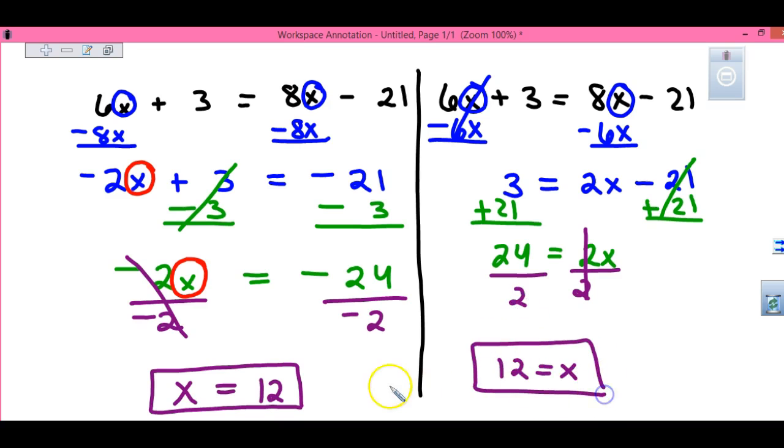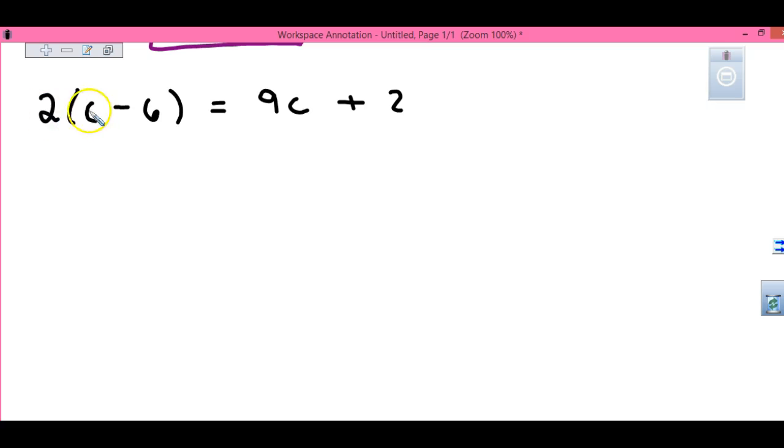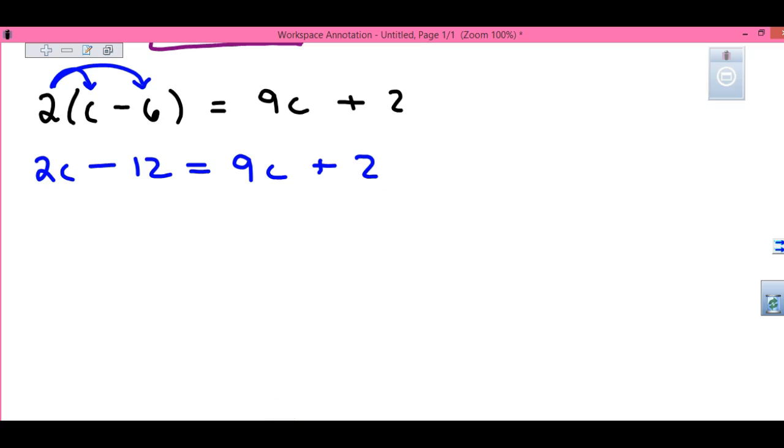Should we get the same answer either way? Yes. So either way would work. If we solve 2 times c minus 6 is equal to 9c plus 2, before we get started, we have to use the distributive property. So we have 2c minus 12 is equal to 9c plus 2.